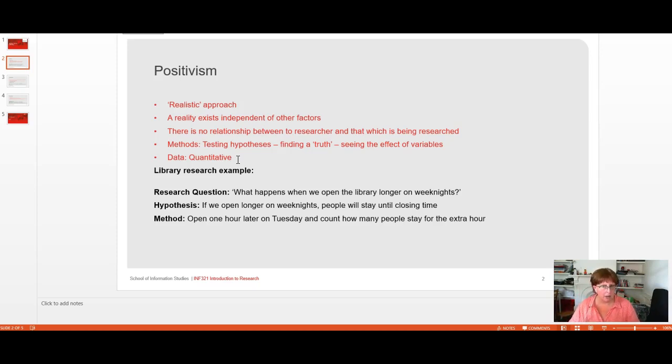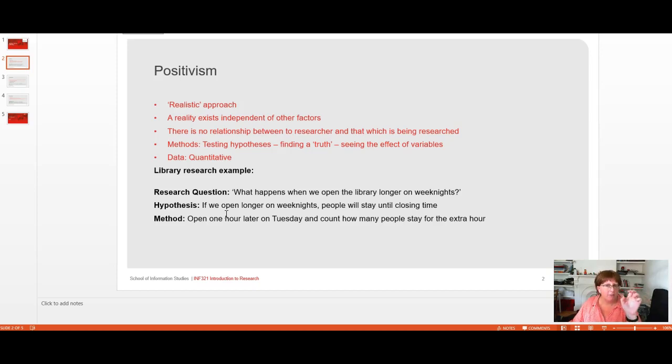You can also do it in library type research. And I've got an example here of a positivist approach to a library question. So you might be sitting in your public library saying, I wonder what happens if we want to open our libraries longer at night. Maybe a couple of days a week we might want to have a later night. Let's see what happens if we try it. So the research question is, what happens if we open the library longer in an evening on a weeknight?